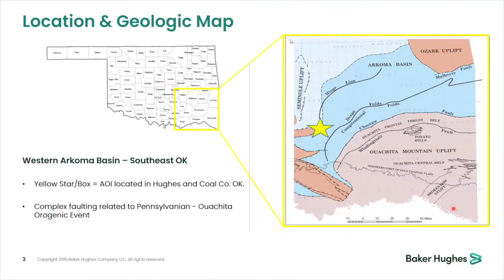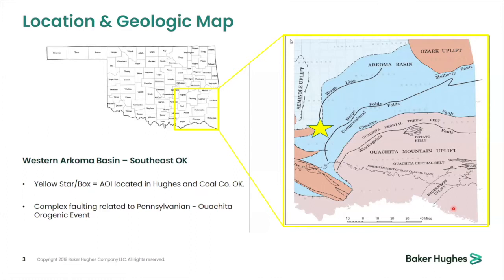So the project area we're discussing today is located in southeast, south central Oklahoma, in the western part of the Arkoma Basin. And the area of interest is indicated by the yellow star and is located in Cole and Hughes counties. So locally within the basin, we're bounded to the west by the Arbuckle Uplift, to the north and east by the Cherokee Platform and the Ozark Uplift, and then to the south by the Ouachita Mountain Front.